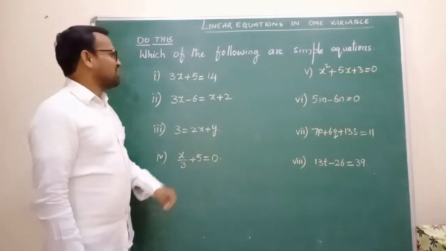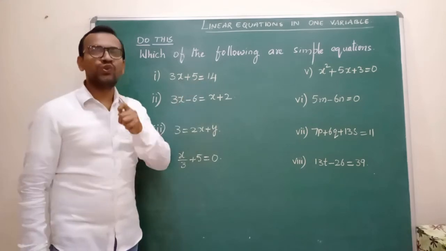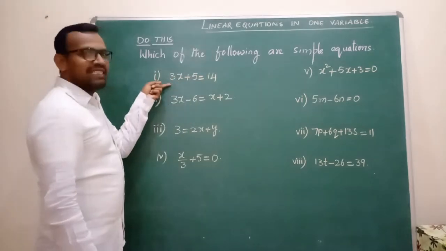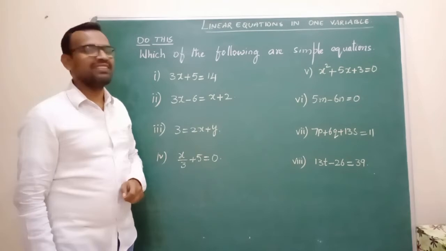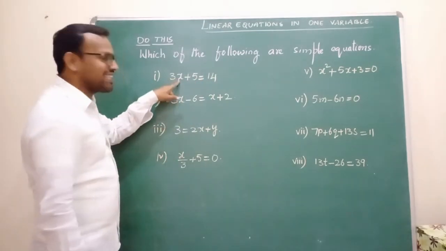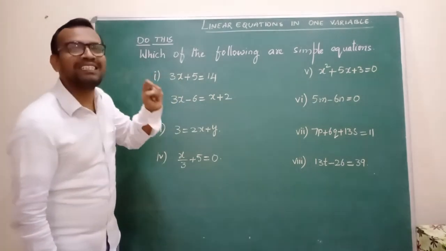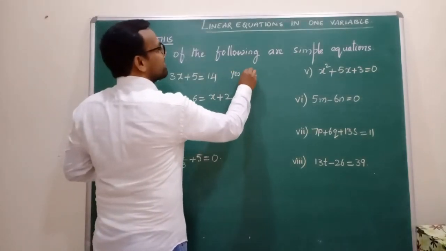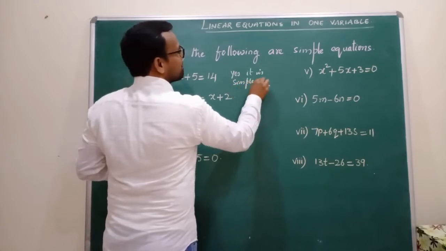The first equation is 3x plus 5 is equal to 14. Now, what is the degree of this equation? 1. That means it is a linear equation. And how many variables are there? Only one variable, that is x. So it is a linear equation in one variable. That means it is a simple equation. So let me write here. Yes, it is a simple equation.